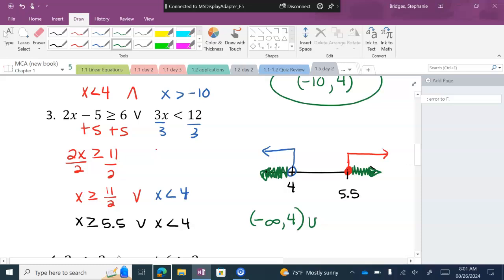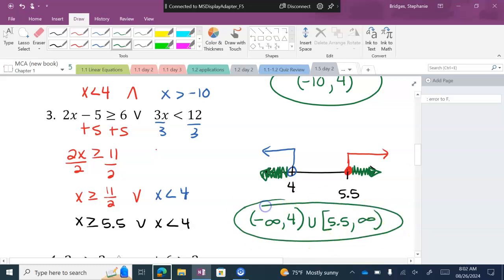And then I pick back up at 5.5. Is that going to be a parenthesis or bracket? Bracket. And again, you can leave it as 11 over 2, that is fine with me. And then that shades all the way to the right, which takes me to infinity. So that would be my final solution set.